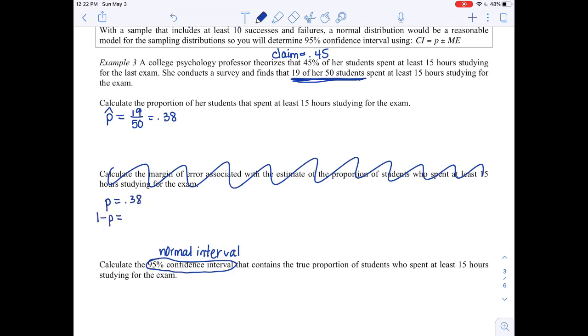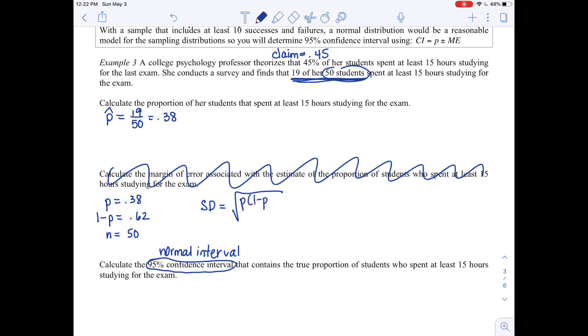So my p-value is 0.38, okay? I'm going to need 1 minus p, or like the not p-value when we thought of it in terms of probability. So that's 0.62. We also need to know how many people were in the sample that she studied, and that was 50 students.